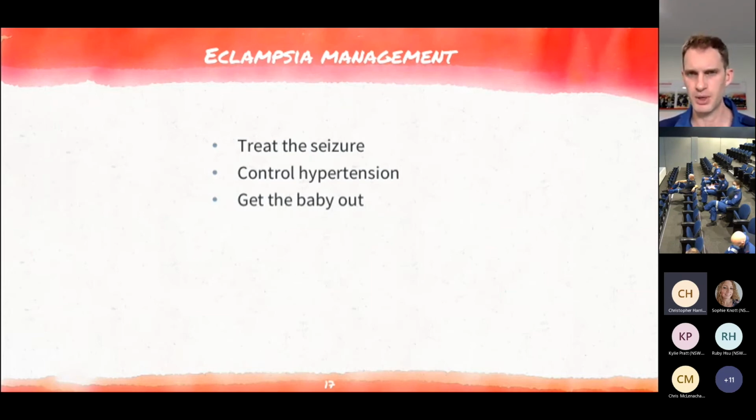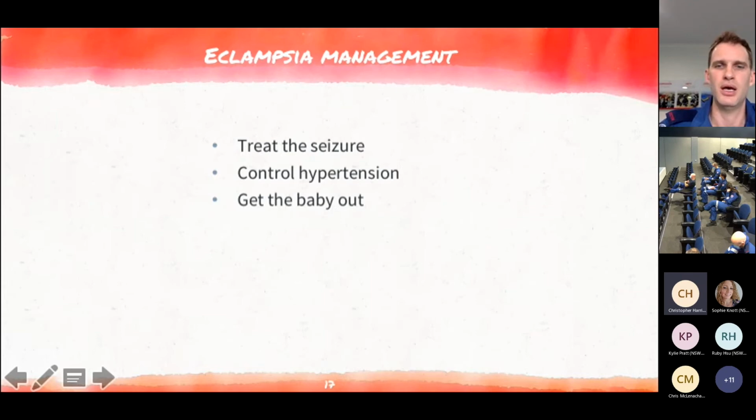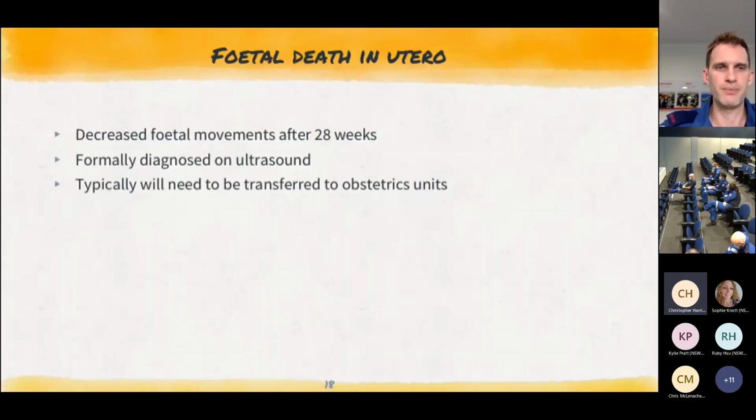The second part of managing eclampsia is controlling the hypertension, which we've already touched on, with medications like labetalol and hydralazine. And then finally is delivering the baby, as soon as the mother is stable to go through a cesarean, and it's feasible.